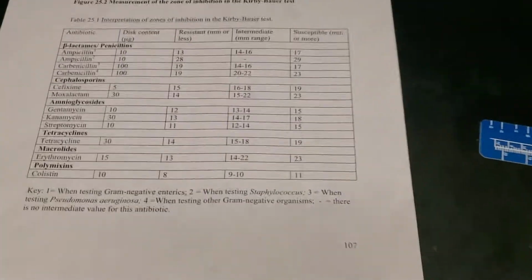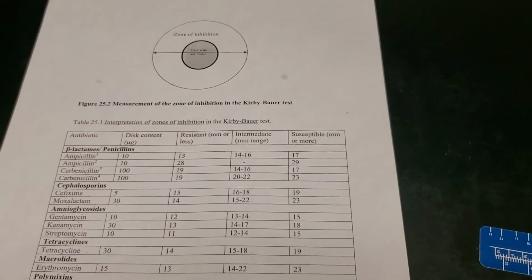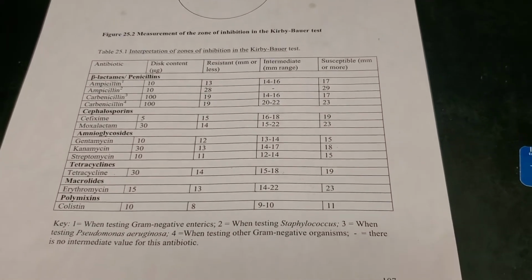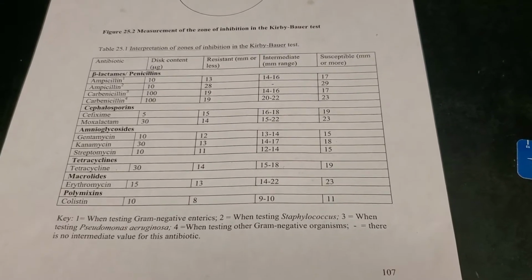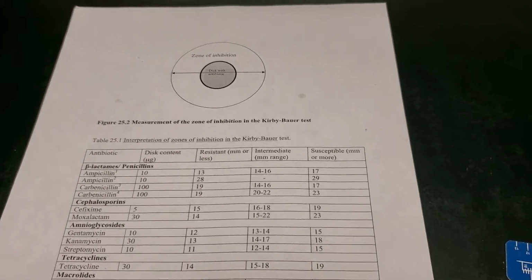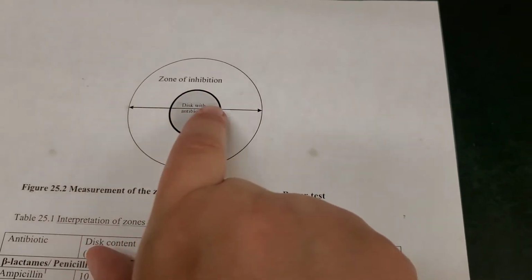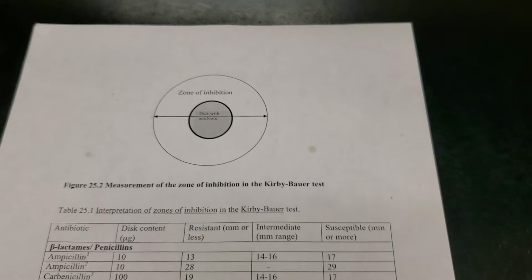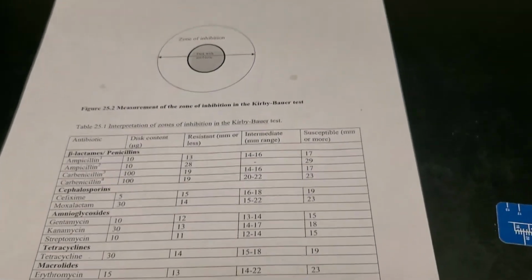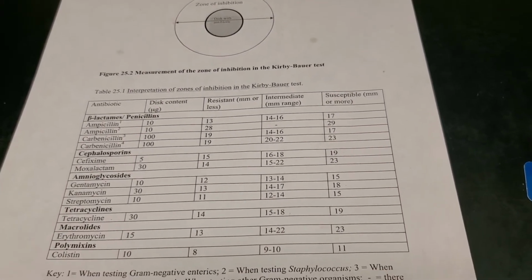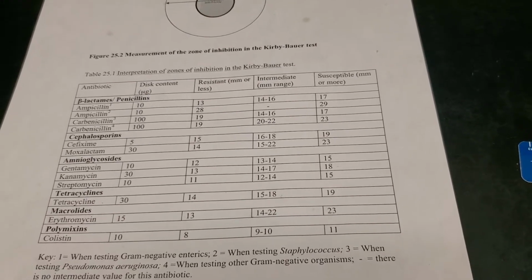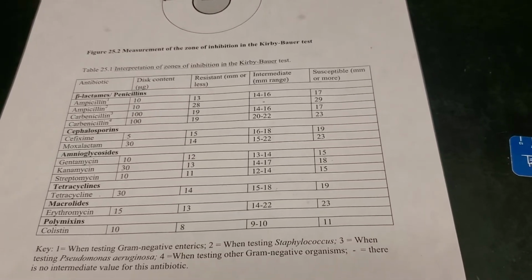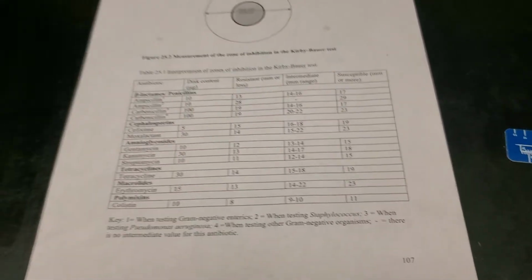So to interpret the results of this experiment, we use this interpretation chart that allows us to measure the zone of inhibition from one side of the zone to the other. So you're going to have a zone of inhibition around your antibiotic disc, and we're going to measure from each side the diameter of this zone of inhibition, and then compare it to the different values for resistance or susceptibility. All right, so let's do this.